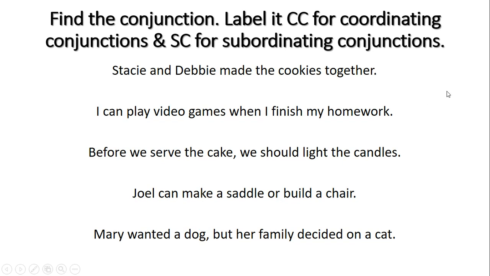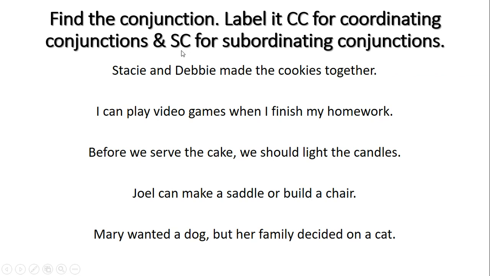Let's do some examples together. What it's going to ask for in this is they want you to find where the conjunction is in the sentence. And then you're supposed to label it CC if that conjunction is a coordinating conjunction. They want you to label SC if it's a subordinating conjunction. Now, if you go back and remember, when you're dealing with coordinating conjunctions, there are just three words. You're looking for and, but, and or. If you see any one of those three, it's going to be a coordinating conjunction.